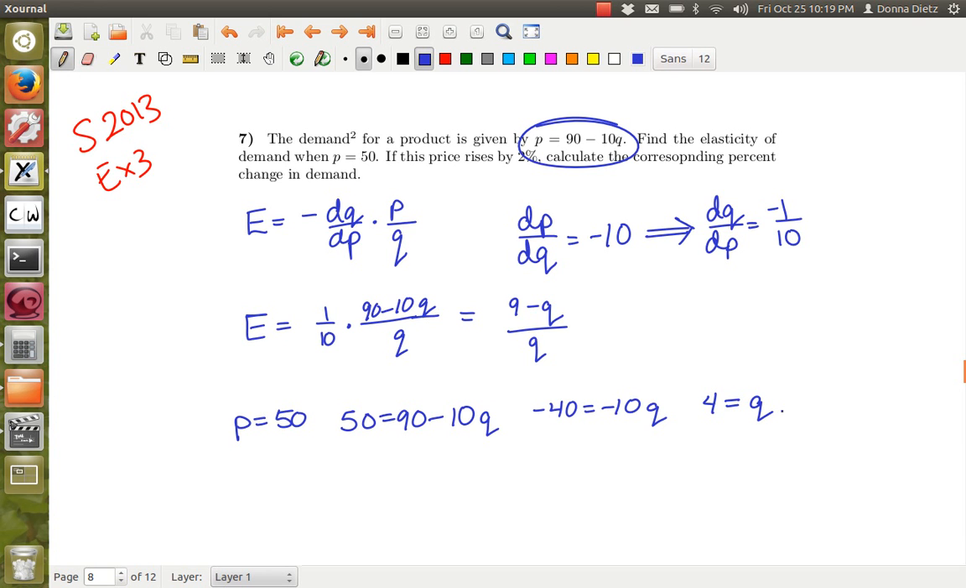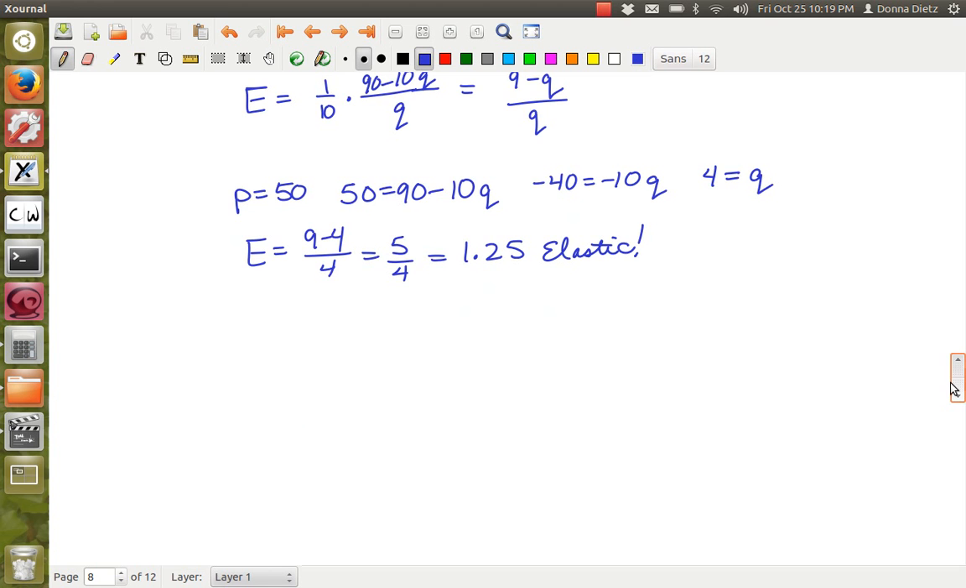So let's put this back into the formula now. Elasticity is 9 minus 4 over 4, so 9 minus 4 is 5 over 4. Normally I don't care if you convert to a decimal, and I wouldn't take off. But you really want to see if this is greater than 1 or less than 1, and the easiest way to do that is to just convert it to a decimal. And then you can say this is elastic. Woohoo!